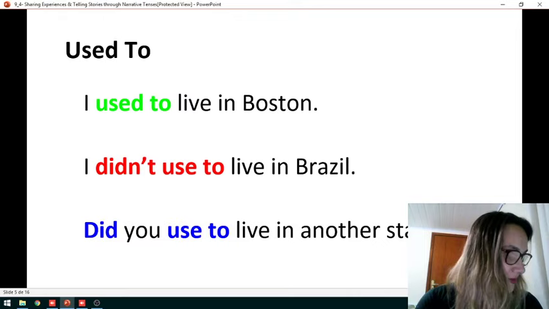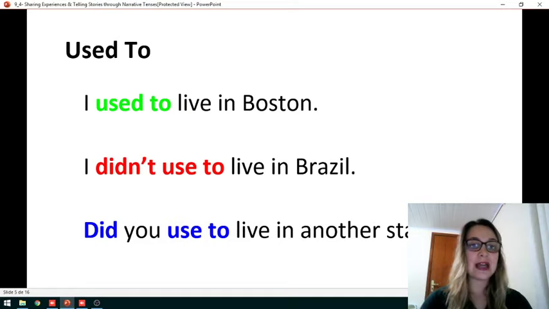So what do you see is different here between the positive and the negative example? I used to live in Boston, or I didn't used to live in Brazil. What do you see here is different?